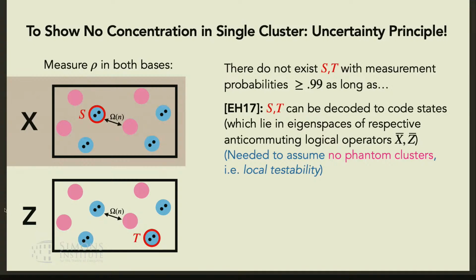But these phantom clusters contain no code states, so we can't just decode them to true code states. And for this reason, the LDPC argument needs to assume there are no phantom clusters. The property of having no phantom clusters is almost the definition of local testability that I mentioned earlier, so that's why they need to assume that we have locally testable quantum LDPC codes.